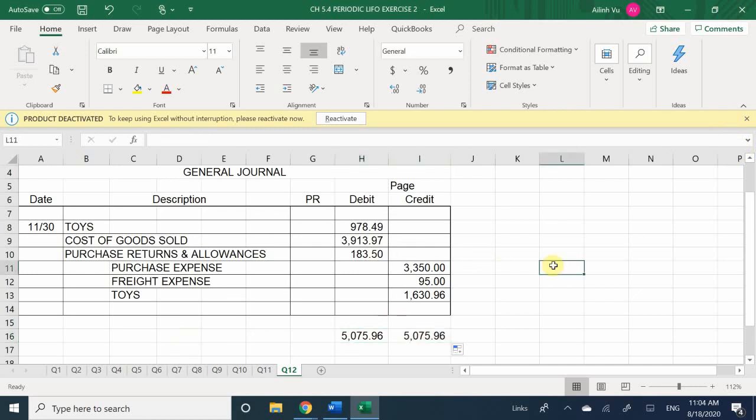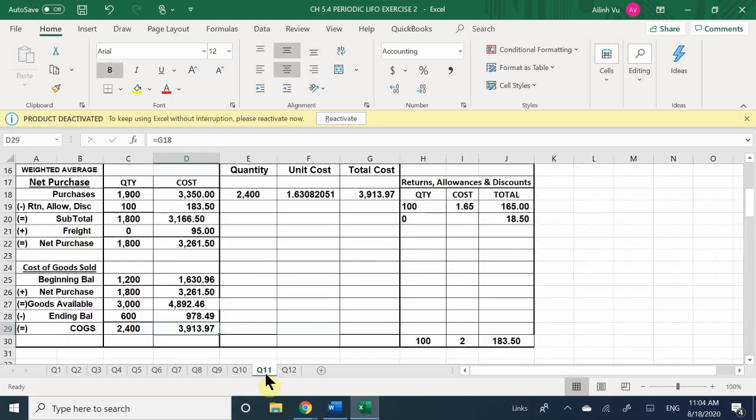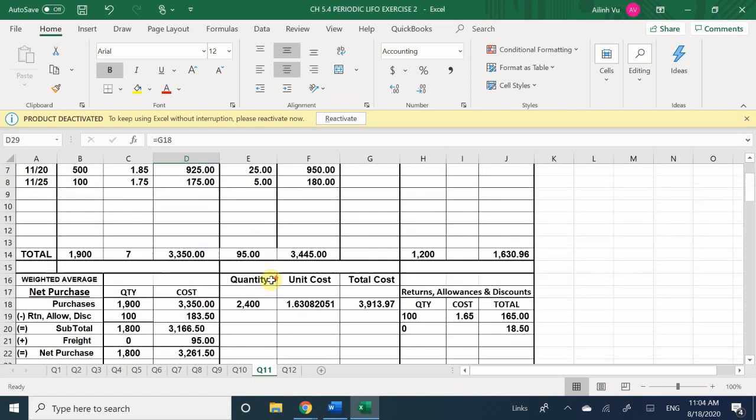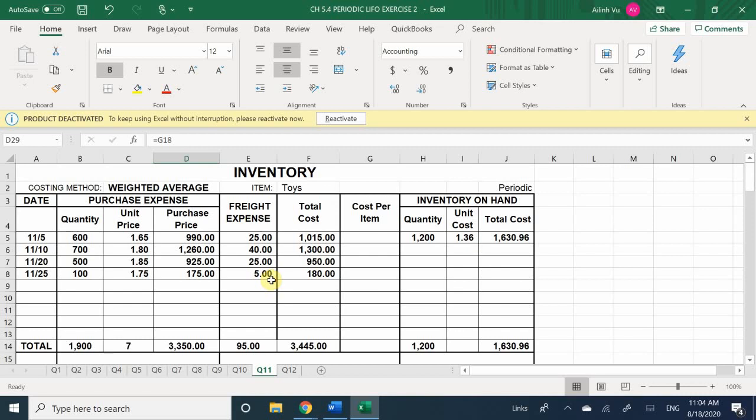All right. Any questions in regards to anything that we learned in inventory? Any questions in regards to inventory, learning our weighted average, LIFO, or even FIFO, the one that we learned yesterday?